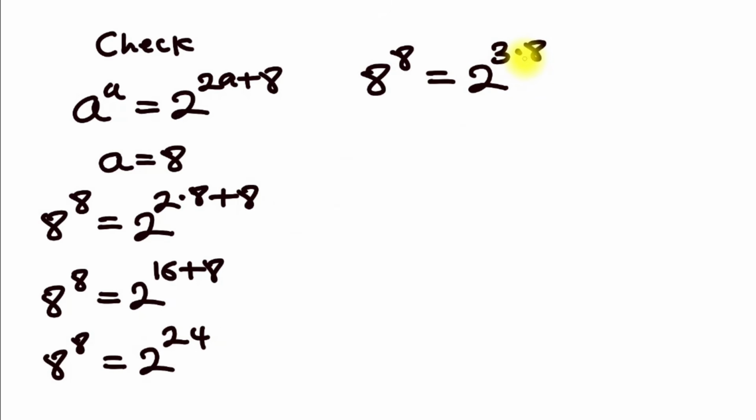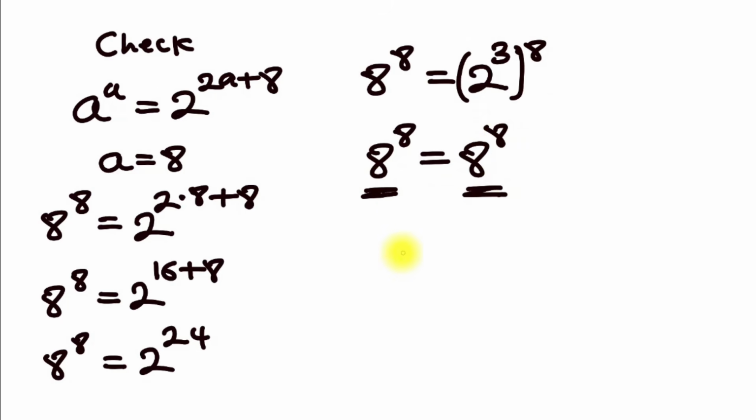Very good. Now from indices, I can decide to group it like this. It is still the same thing since the powers multiply. So now watch something. We have 8 to the power 8 to be equal to, now 2 to the power of 3 is 8, and this is raised to the power of 8. Now see that the left hand side is equal to the right hand side. So our value for a equal to 8 is actually correct.